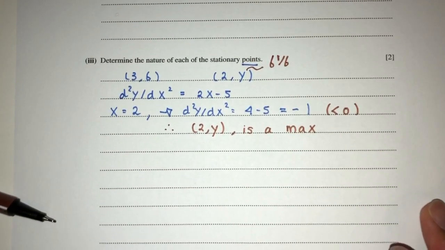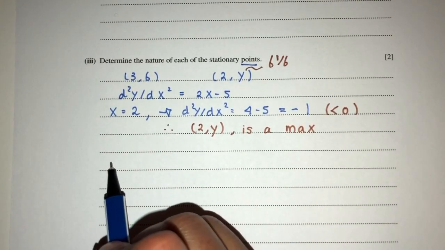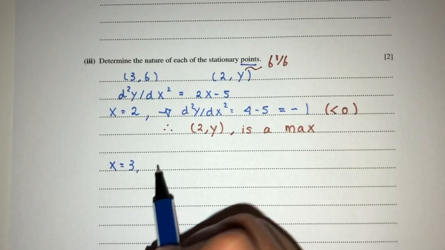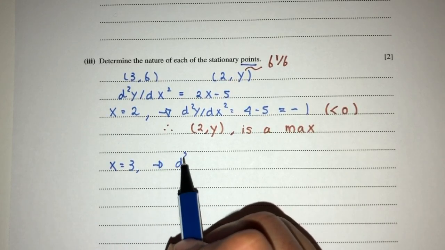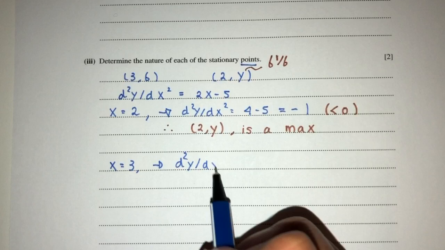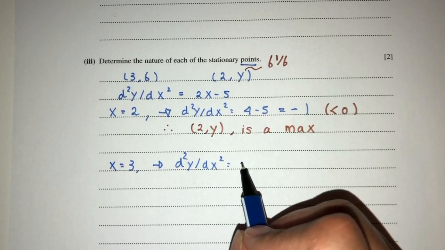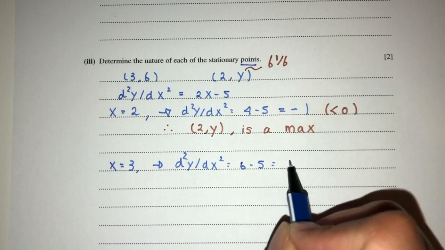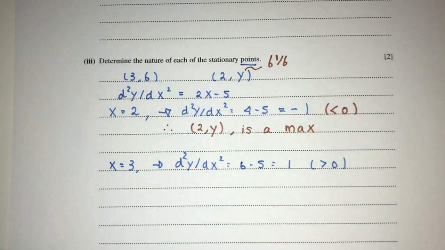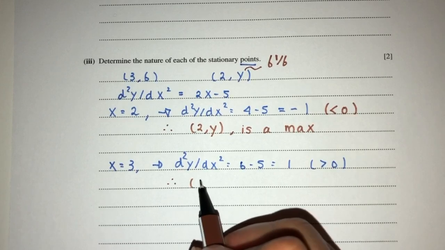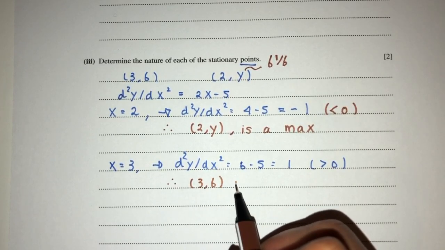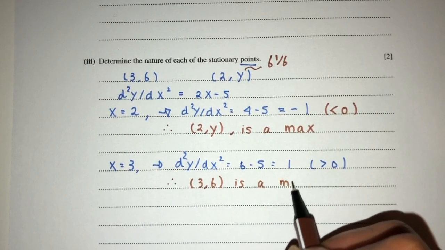Now obviously when you have a maximum point, the other one has to be a minimum point, just logically. But either way, you can just show this as well. d2y by dx2 have to be 2 times x will be 6 minus 5 has to be 1, which is more than 0. So because of that, we conclude this point 3, 6 is a minimum point.